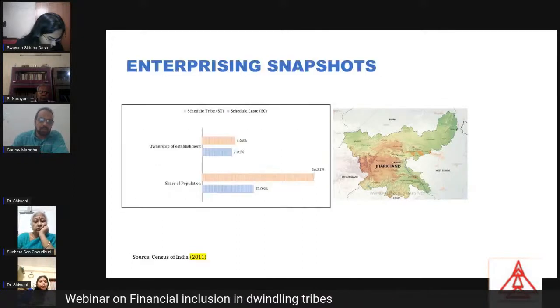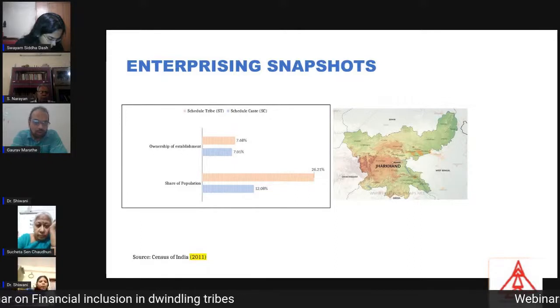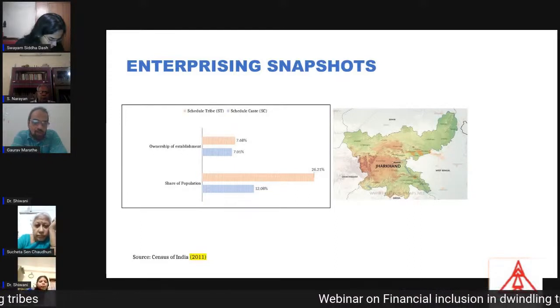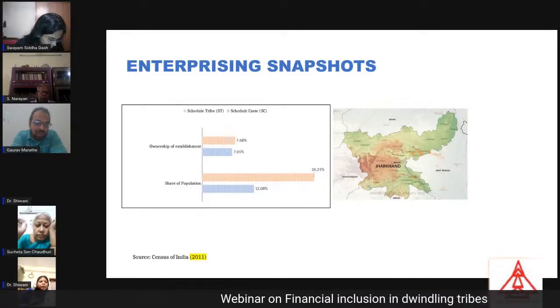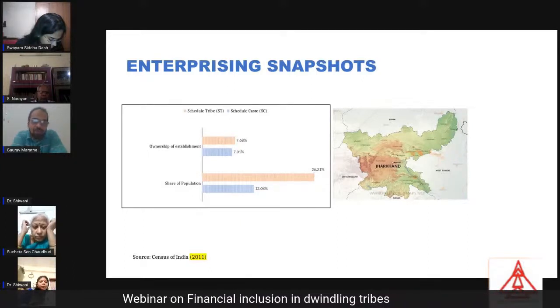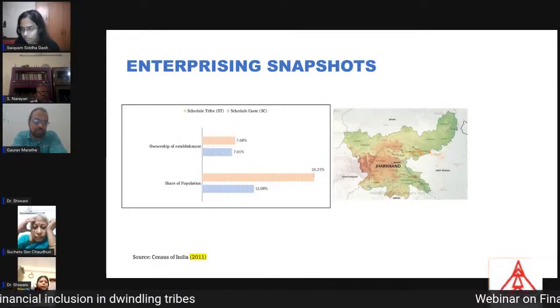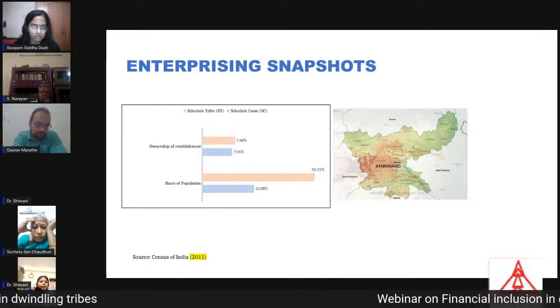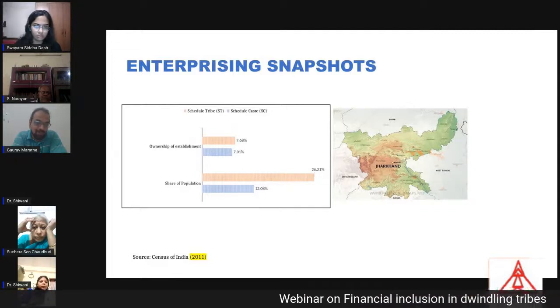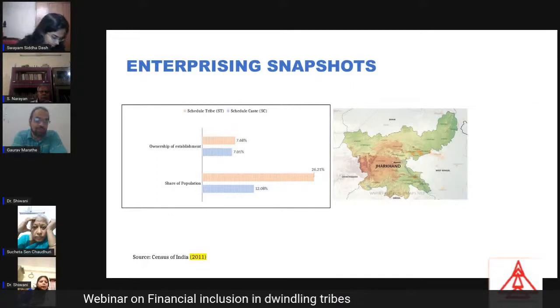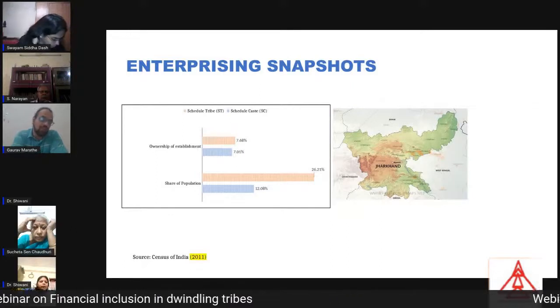If you look at the second interesting point, beyond Jharkhand, if you look at the overall establishments and compare that with the population size, you will find the tribal population is almost nowhere in terms of enterprising. The enterprising percentage of the tribal population in the state of Jharkhand is again very, very low.